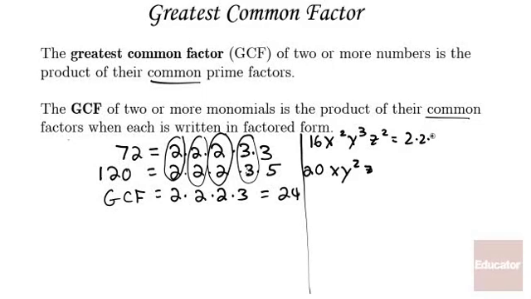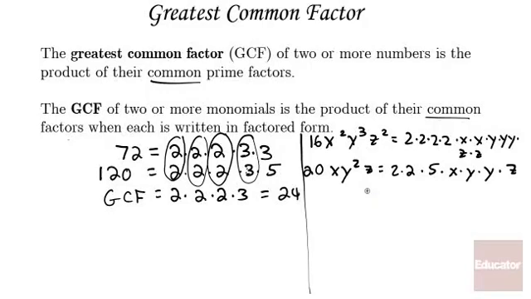2 times 2 is 4, times 2 is 8, times 2 is 16. So that is the prime factorization of 16. For the variables, it's going to be x times y times y times y, continuing on down here, times z times z. Okay, for 20 x, y, z, I'm going to get 2 times 2 times 5. That would be the prime factorization of 20, times x times y times y times z.